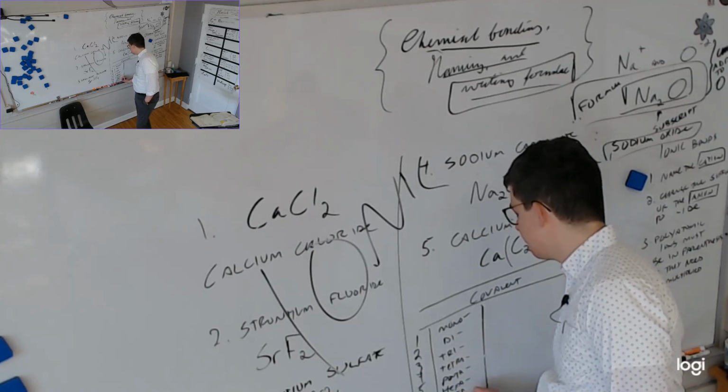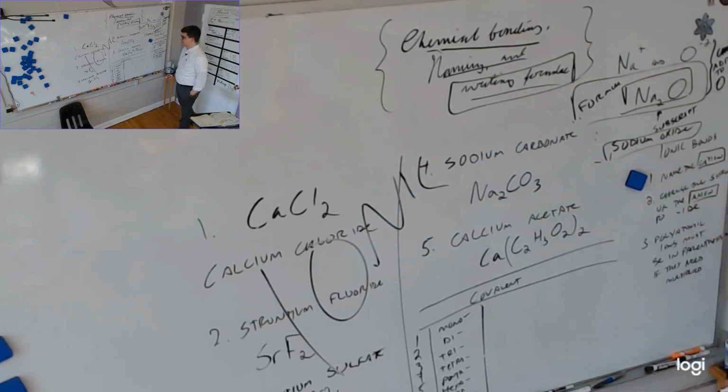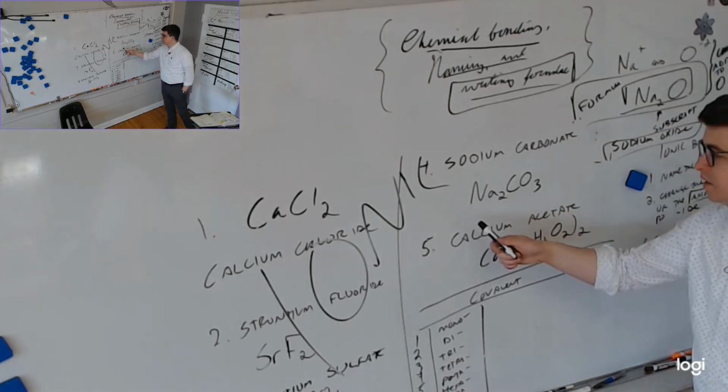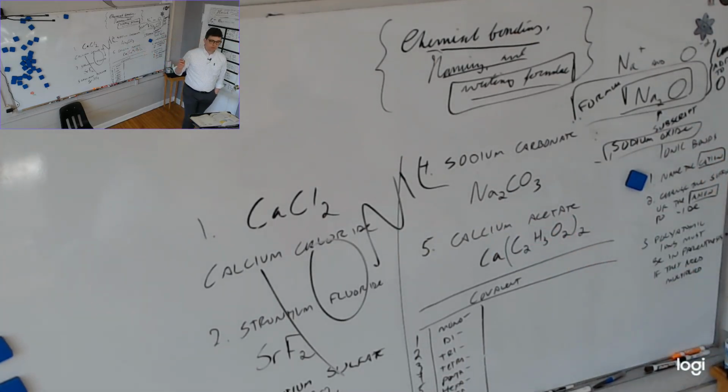And we just put these prefixes to match however many there are. What kind of atoms are joined together in a covalent bond? You remember? Ionic, it was always a metal and a non-metal. But in covalent, what must it be?